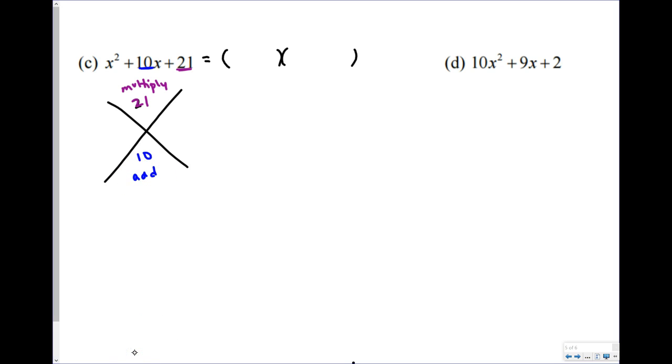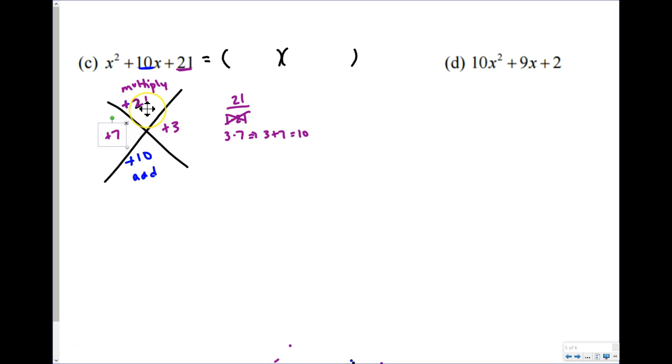And that's the number I'm trying to add up to. So I have to think about what numbers multiply to 21 but add up to a positive 10. So I'm going to write out my factors of 21. 1 times 21 is 21, 3 times 7 is 21, and that's it. So now I got to think about this. Is 1 plus 21 10? No. 1 plus 21 is 22. Is 3 plus 7 10? Absolutely. So it's got to be positive 3 and positive 7.